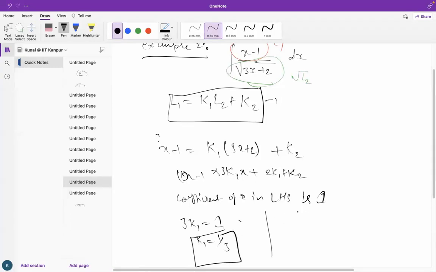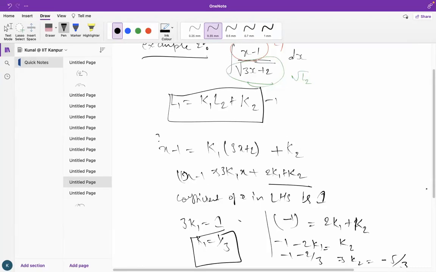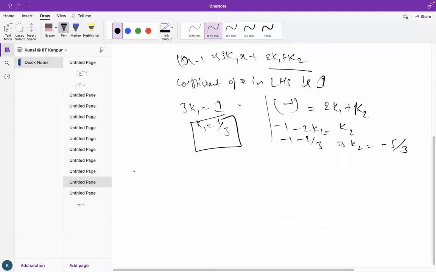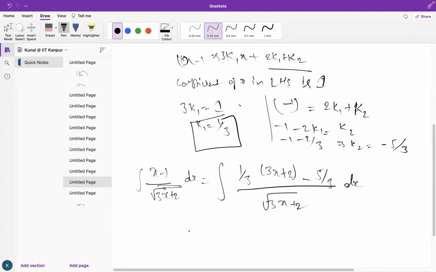And then let's move to the constant term. In LHS, the constant term is -1. So in RHS, the constant term, 2k1 plus k2, must be equal to -1. So to find the value of k2, it will be -1 minus 2k1, which is -1 minus 2 by 3, and it is equal to -5 by 3. I hope you'll all understand this, and let's write our integrand, which is x minus 1 by root under 3x plus 2, in the new form, which looks like k1 L2 minus 5 by 3, over root 3x plus 2 dx, right?